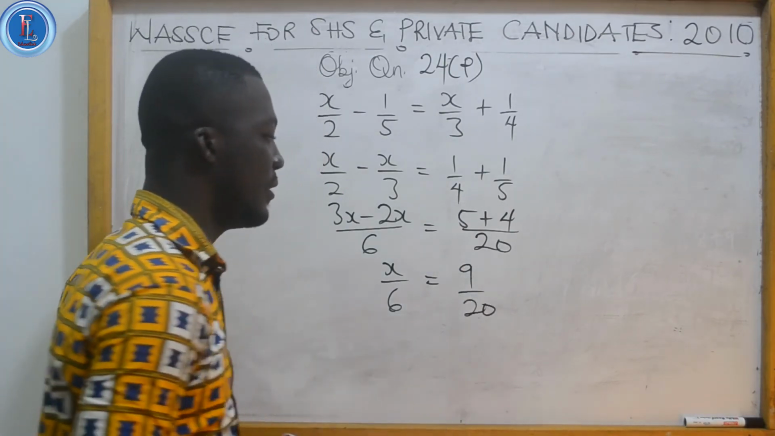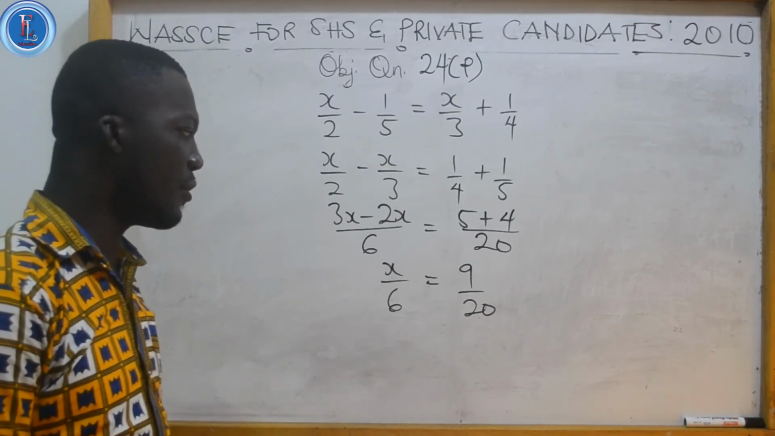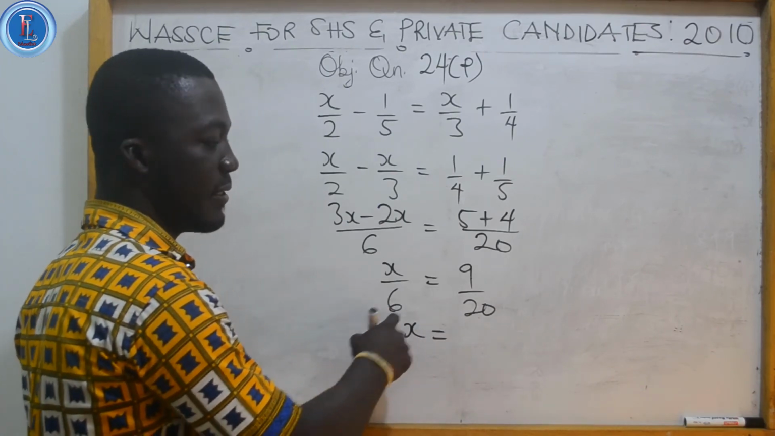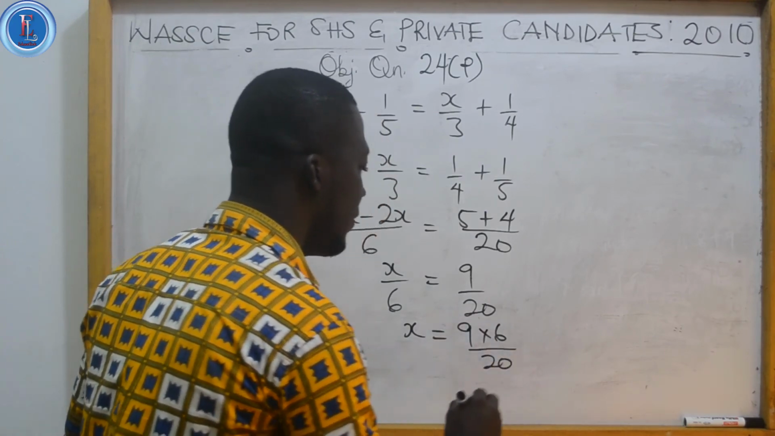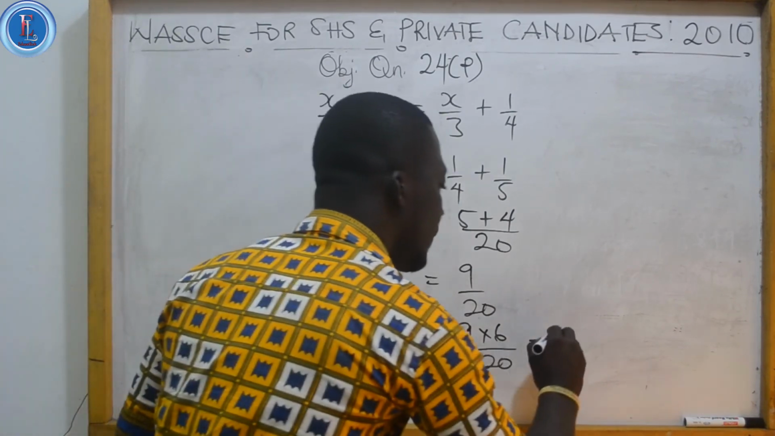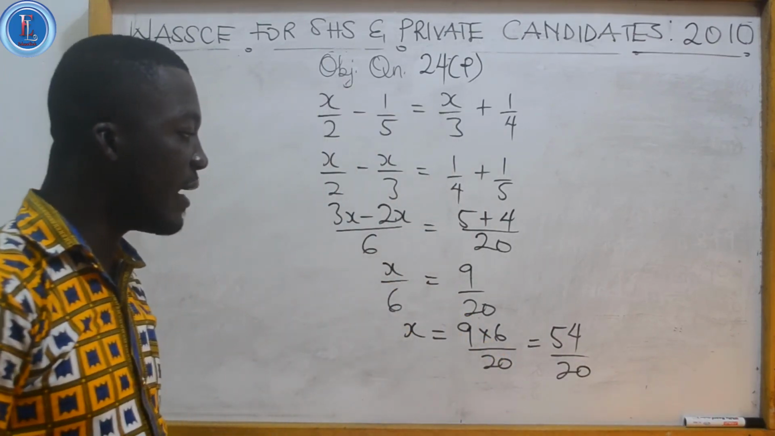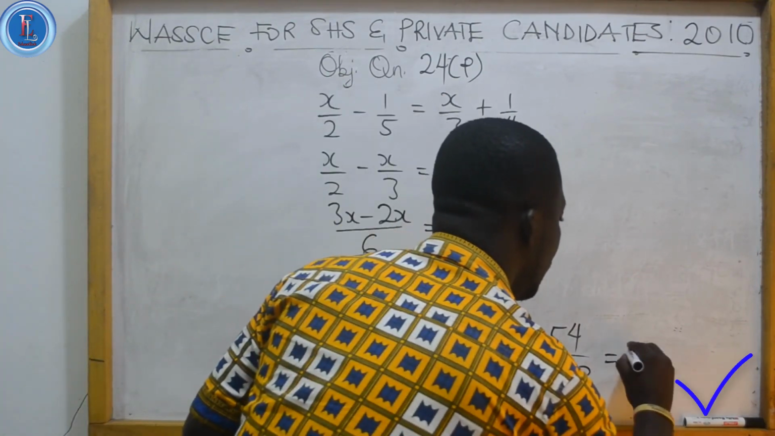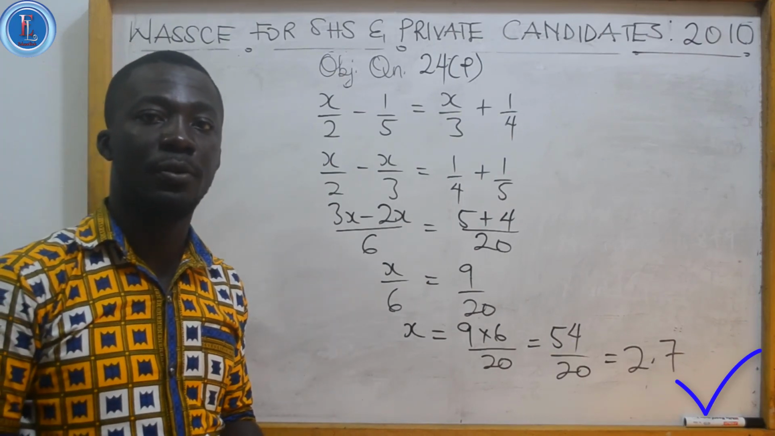Since we want to find x, we do cross multiplication, but we will leave x here and cross the 6 to the right hand side, which will be 9 times 6 divided by 20. 9 times 6 is 54 divided by 20. So when you divide 54 by 20, you are getting 2.7. So the value of x is 2.7.